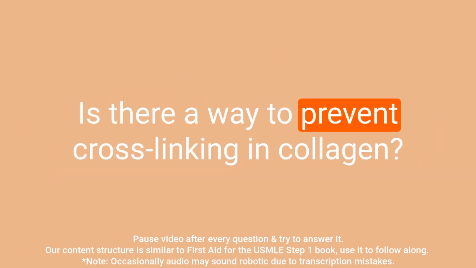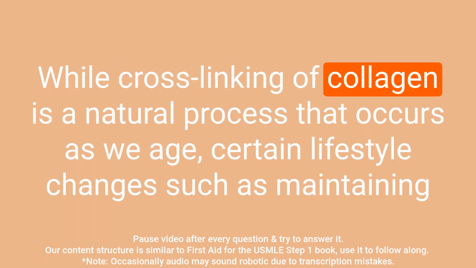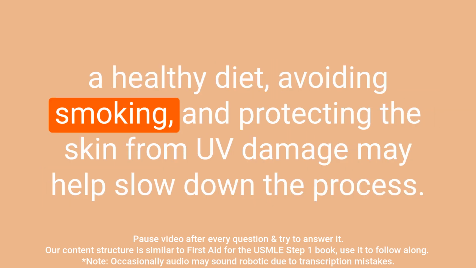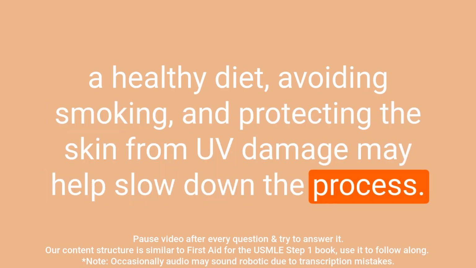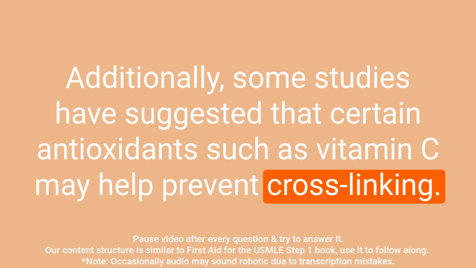Question: Is there a way to prevent cross-linking in collagen? Answer: While cross-linking of collagen is a natural process that occurs as we age, certain lifestyle changes such as maintaining a healthy diet, avoiding smoking, and protecting the skin from UV damage may help slow down the process. Additionally, some studies have suggested that certain antioxidants such as vitamin C may help prevent cross-linking.